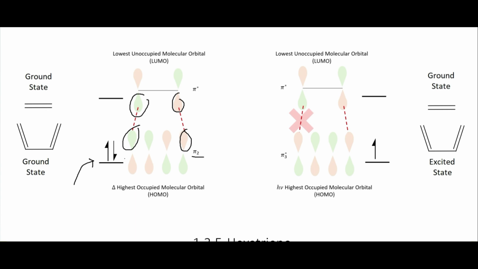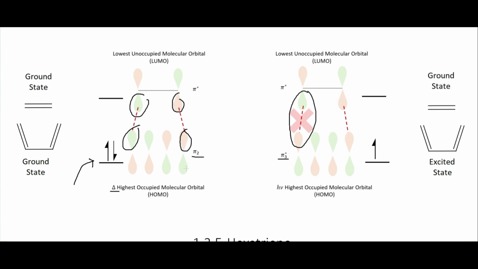Whereas if we are in light conditions, then we will end up promoting one of the electrons into the pi*3 antibonding orbital on our diene, and so we will end up with one of these being out of phase. And so that's why this will not actually react in these light conditions. You need it in the heat conditions in order for the diene and the dienophile to react with each other.